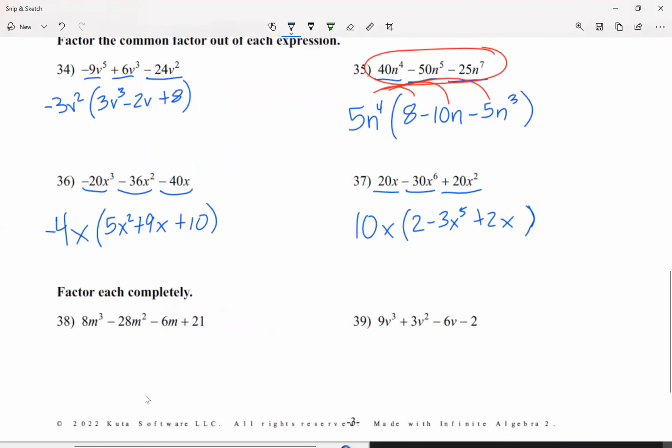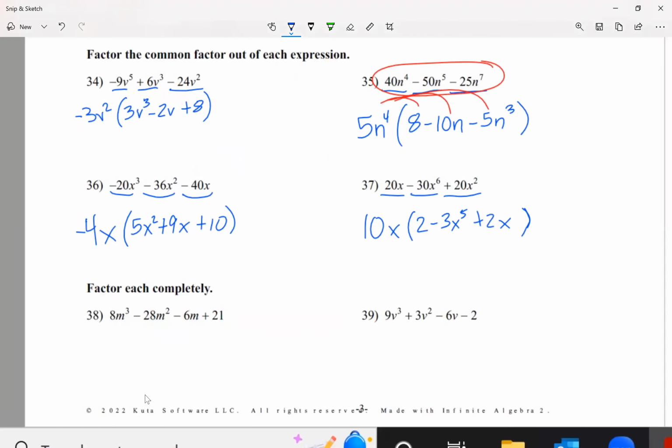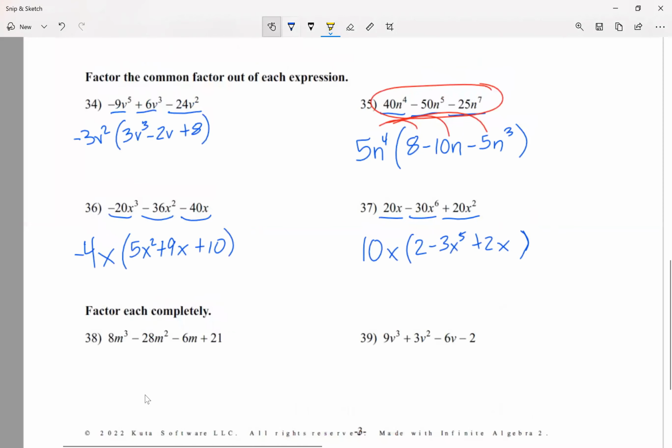Now, don't get confused. Part of our homework, the instructions are going to say factor the common factor out of each expression. That's what we did. But part of our homework is also going to say factor each completely. So make sure you guys read the instructions.